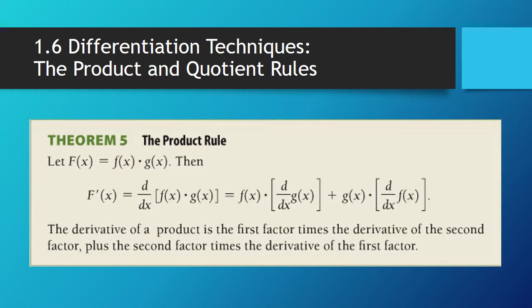The product rule says that if you're going to take the derivative of two functions multiplied together, you take the first function and you multiply it by the derivative of the second, and you take the second function multiplied by the derivative of the first, and then add them together. And that will give you the derivative of the product of two functions.